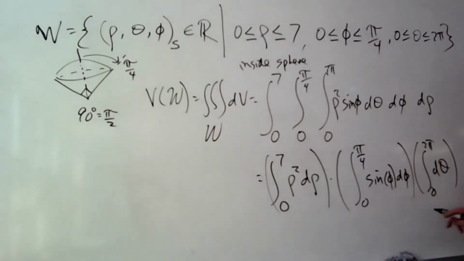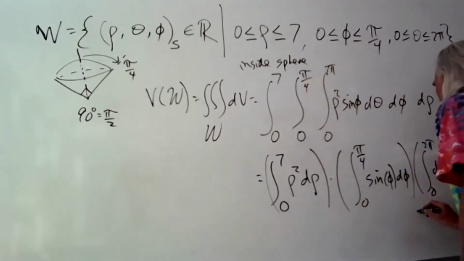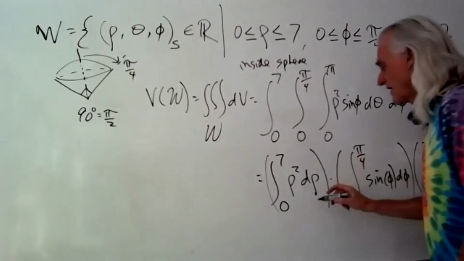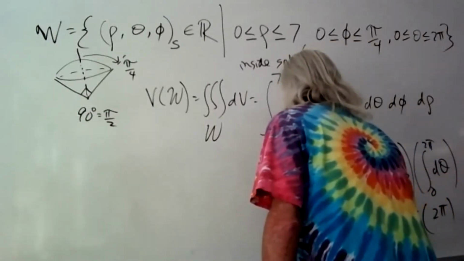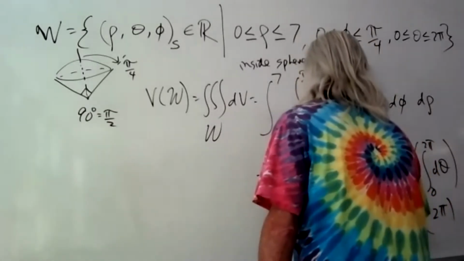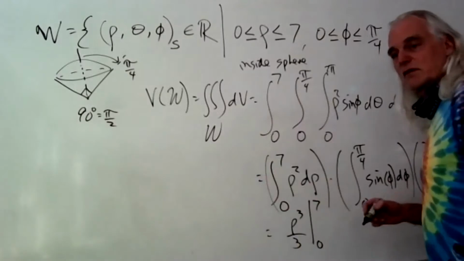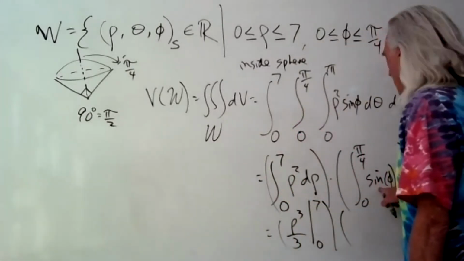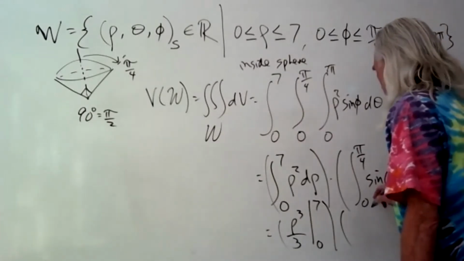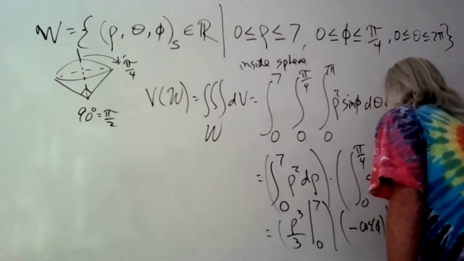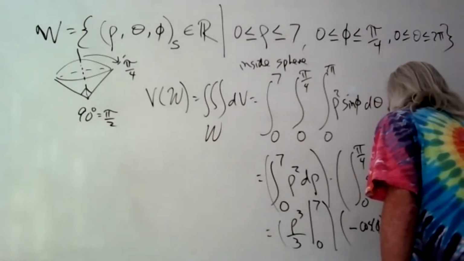Well, let's do them from easiest to hardest. This is just 2 pi, theta evaluated at 2 pi minus theta evaluated at 0. This is equal to rho cubed over 3 from 0 to 7. And then this thing here is, let me see, derivative of sine is cosine, derivative of cosine is negative sine, so I get negative cosine of phi between 0 and pi over 4.